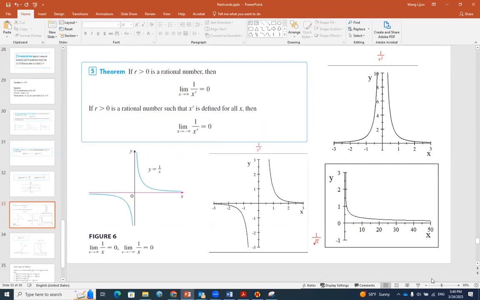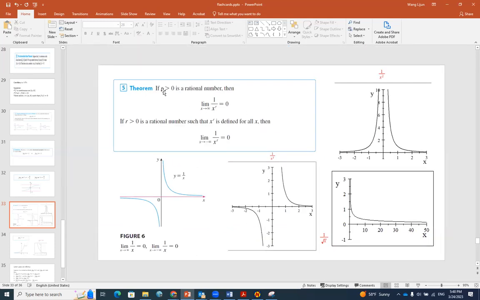If r is positive and a rational number, then the limit as x approaches infinity of 1 over x to the power r is 0. And if r is positive and rational, and x to the power r is defined for all x, then when x is approaching negative infinity, the limit is also 0. What does that mean? I drew some pictures here.